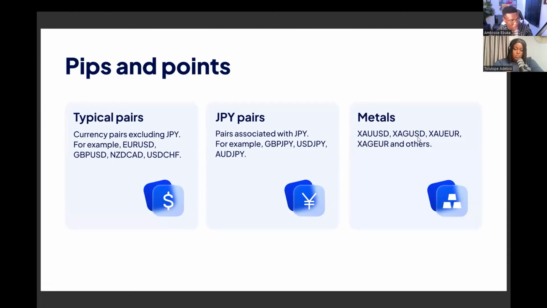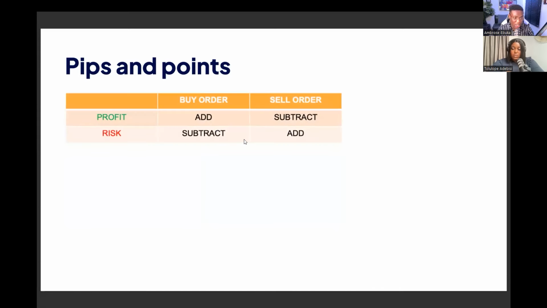Now, we also have metals as well, which is gold, silver, gold against euro, and silver against euro. So I'm going to show you exactly how to calculate these different assets, okay? Before I do that, this is a formula I need to use, a very important formula so that you can understand better.